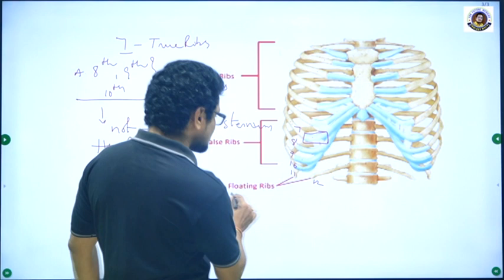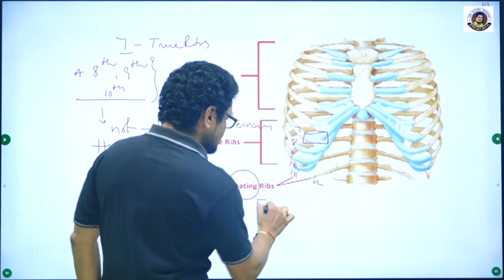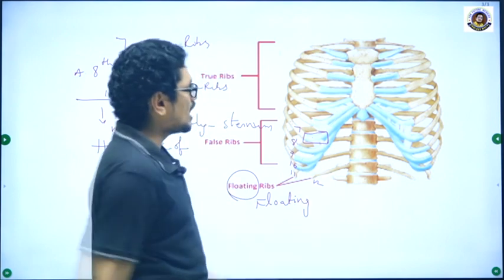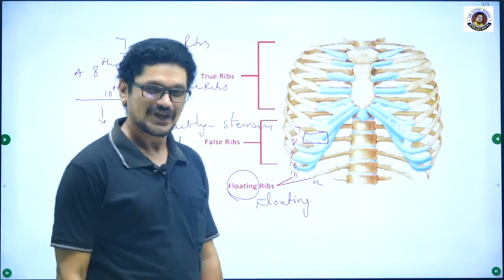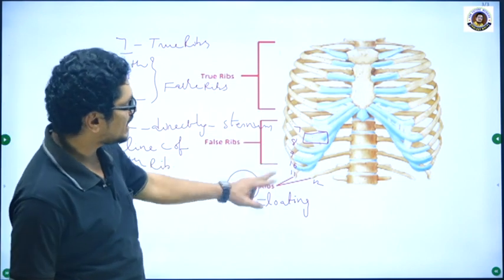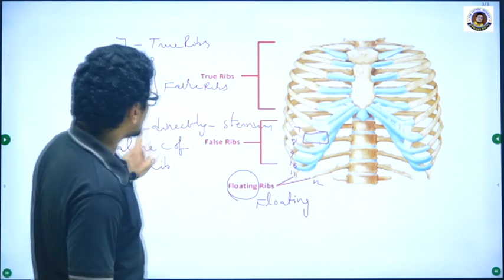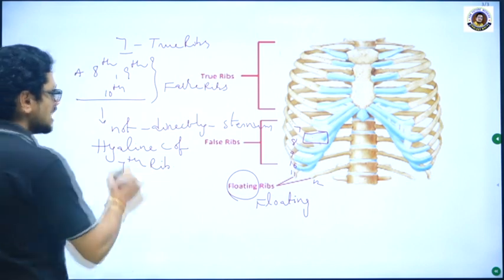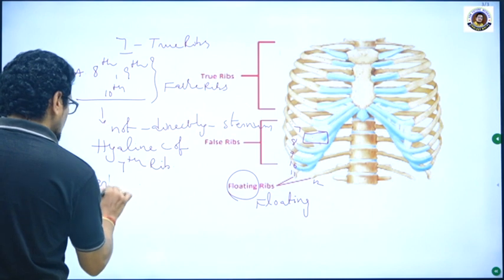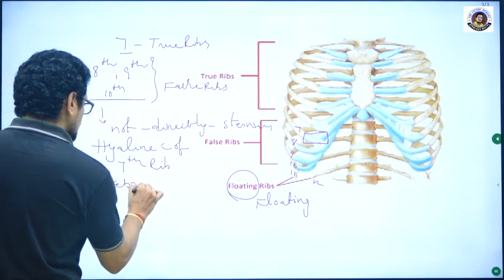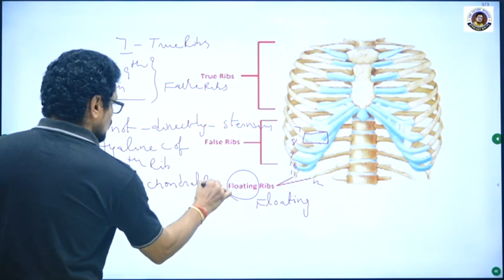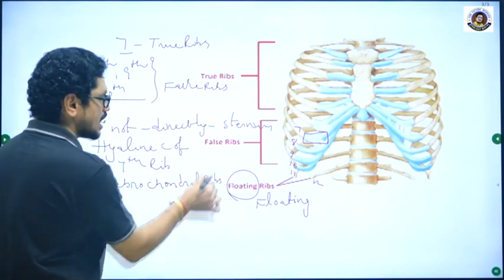That is the reason why these two are called floating, F-L-O-A-T-I-N-G. Why are these two called floating ribs? Okay, I will tell. But just observe 8, 9, 10. The 8, 9, 10 ribs are attached to the cartilages of the 7th rib, and that is the reason why these are also called vertebrochondral ribs, C-H-O-N-D-R-A-L.